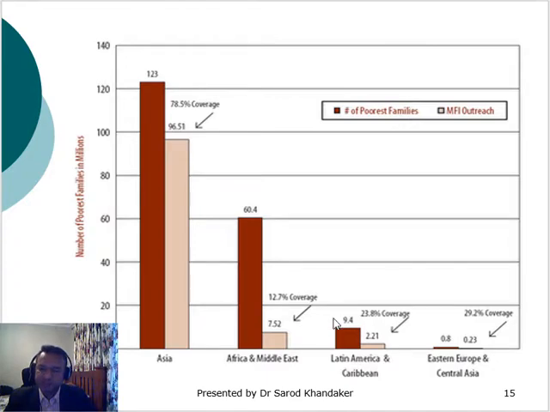In this chart, it shows the number of the poorest families in different continents and the microfinance industry's outreach. For example, if you look at this one, it shows in Asia there are about 123 million poor families, and about 96.51 million people actually receive some help from microfinance, which is a coverage of 78.5%.